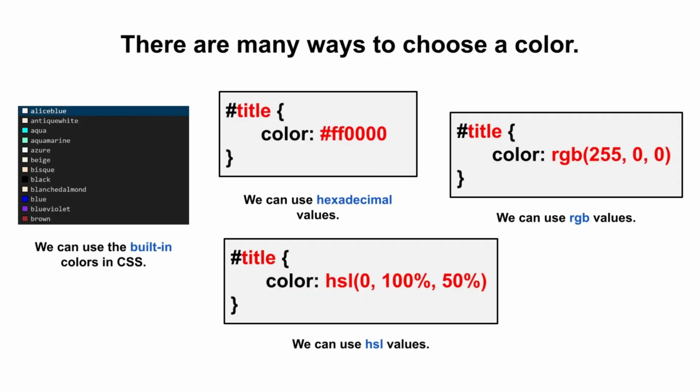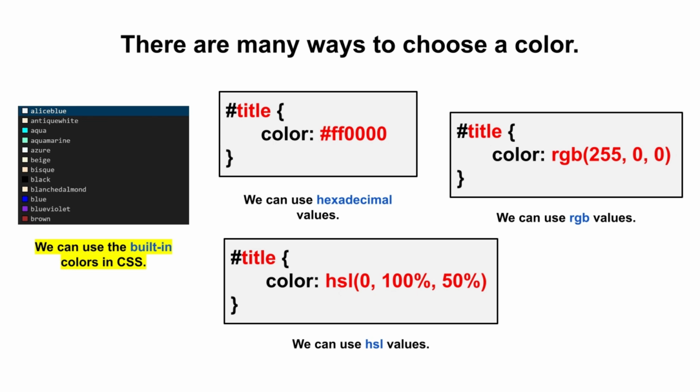Before we proceed, I think it's important for us to know something about colors. There are many ways we can choose a color in CSS. The easiest way, and the way we have been selecting colors, is to simply use the built-in colors in CSS. We can use red, blue, orange, green, etc. There are many colors to choose from.